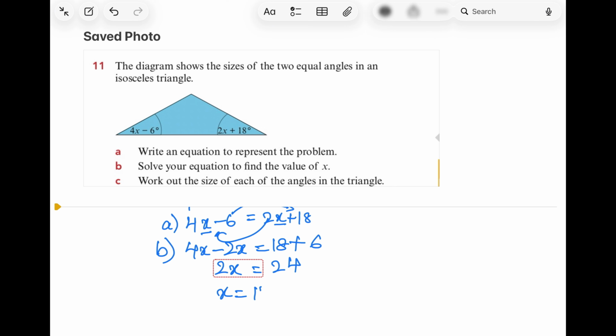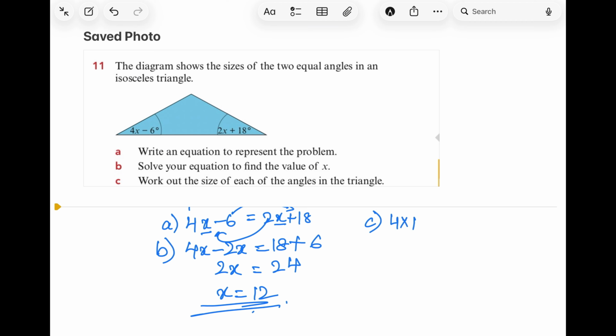So the value of x is 12. So we found out the value of x also. Now third question says work out the size of each of the angles. So we just work out any of the angles. It's the same, right? So we will work out this 4x minus 6.